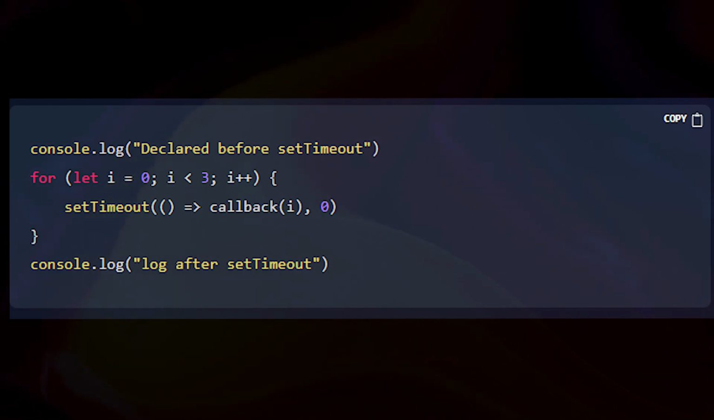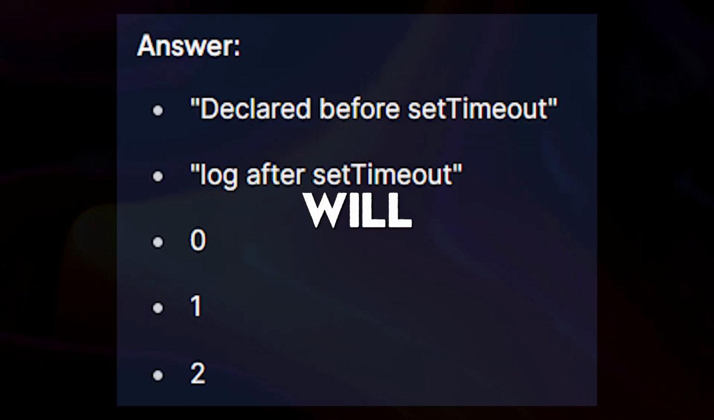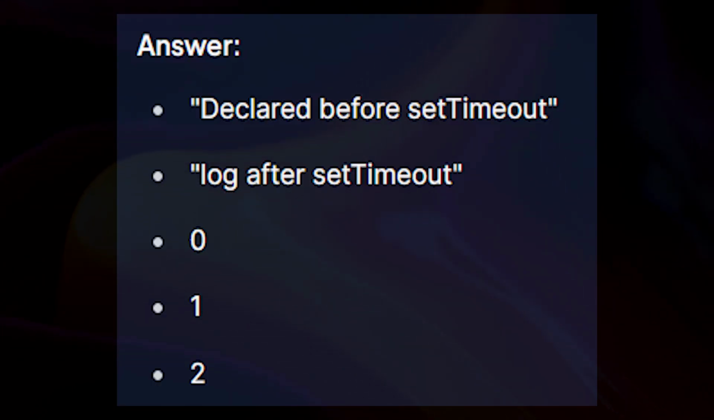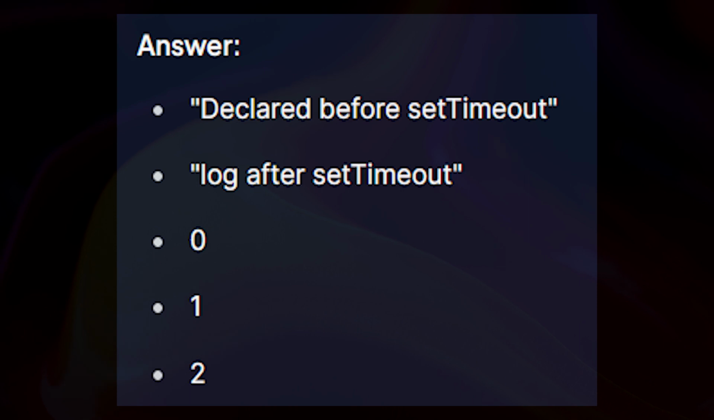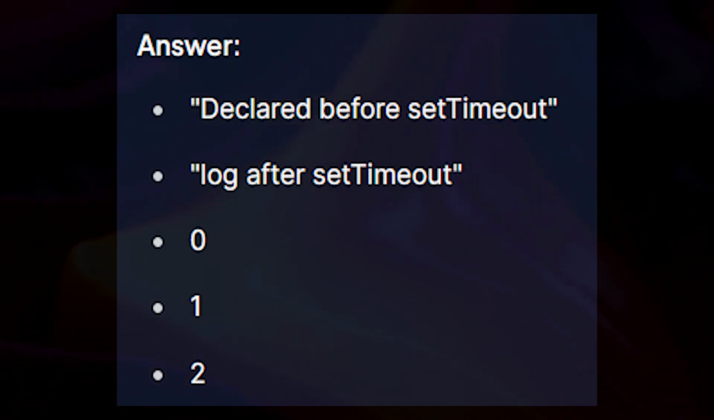I know it's getting repetitive by now, but how about this one? It will be very similar to the previous one, except we're using let. The answer will be in this order. The first thing will be declared before setTimeout, the second will be log after setTimeout, and then 0, and then 1, and then 2.